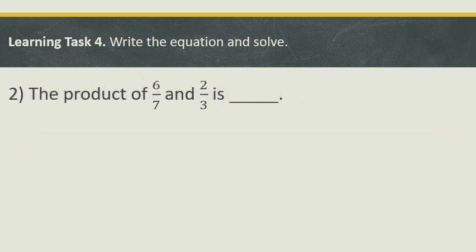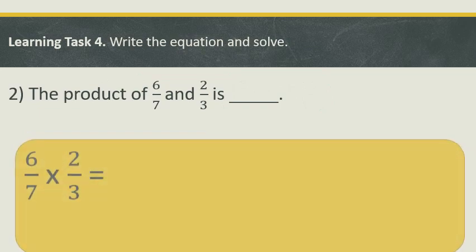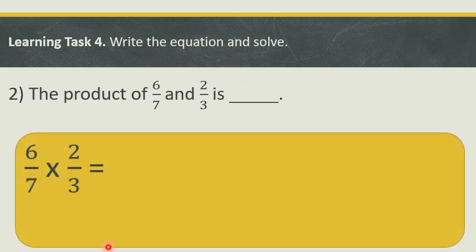So, number 2, the product of 6 sevenths and 2 thirds, napakadali niyan. So, common factor ng 6 at 3 ay 3. So, pwede siyang i-divide sa 3. So, 6 divided by 3 is 2. 3 divided by 3 is 1. So, 2 times 2 is 4. 7 times 1 is 7. So, yan na po yung ating answer.